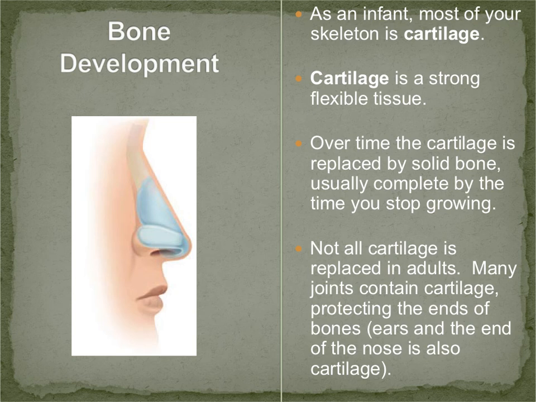As an infant, you didn't have a lot of bones. Mostly you were made of cartilage. Cartilage is a connective tissue. It's flexible, and then over time, most of the cartilage is replaced by solid bone. Ones that are not replaced would be in your nose and in your ears and in the ends of the long bones for cushioning.